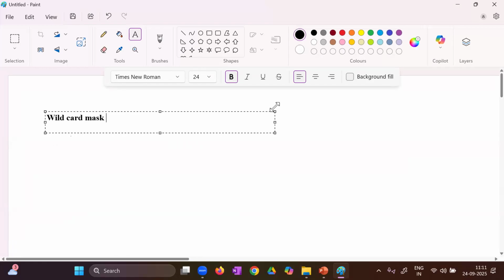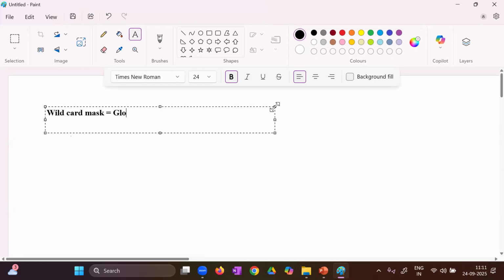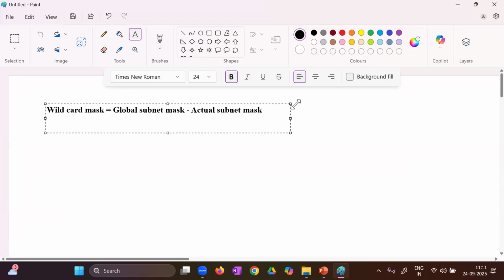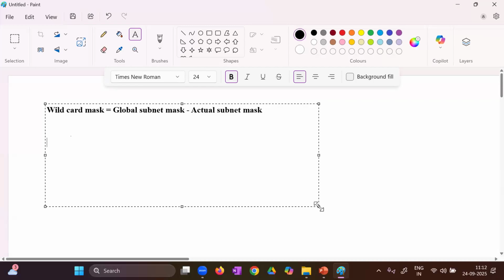The wildcard mask is equal to global subnet mask minus actual subnet mask. Or in very simple terms, you can say that the wildcard mask is the reciprocal or opposite of the subnet mask, right? Now, for example, let's say I have given you the actual subnet mask, in short I'm calling it ASM, is slash 24. So what is the value? 255.255.255.0.